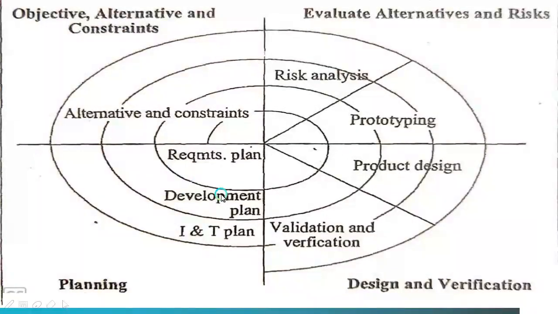So here, first phase being the objective, alternative, and constraints. So firstly, what needs to be done, what needs to be achieved is first identified in this phase. Next, the evaluation is done. That is, if there are any alternatives to be identified, if there is any risk to be mitigated, all these are done in this phase. A prototype is created, then the design phase, then the customer is provided with the design and he verifies the product and then validates it.